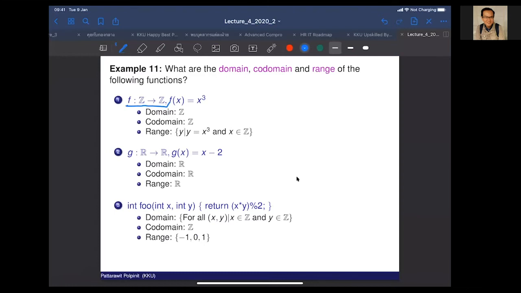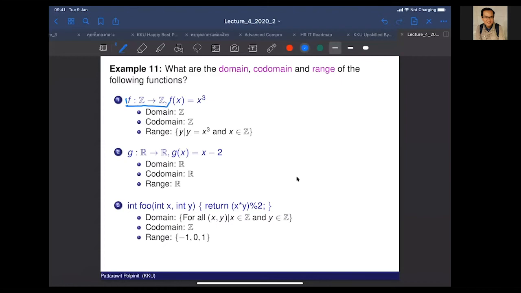Okay, and the codomain is as easy as the domain. If f is from the integer set to the integer set, the codomain will be the integer set as well, just looking at the definition of the function. Now the range, or the image, is not as easy as the codomain, because you cannot always look at the definition of the function and answer it. Sometimes you have to think about it.